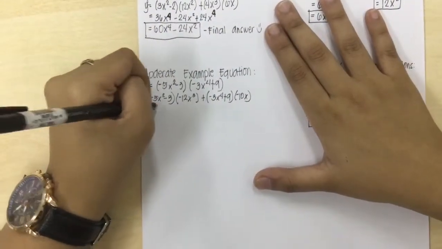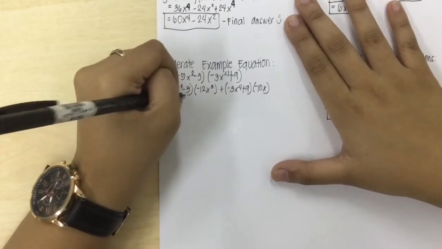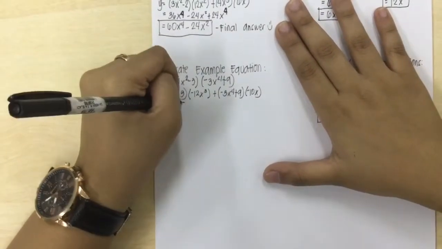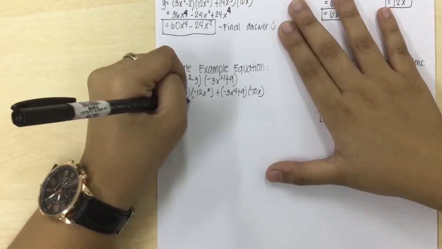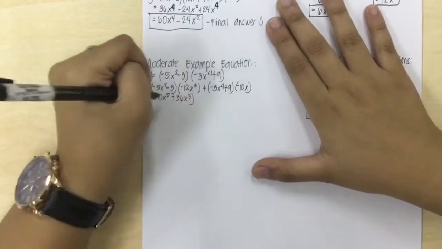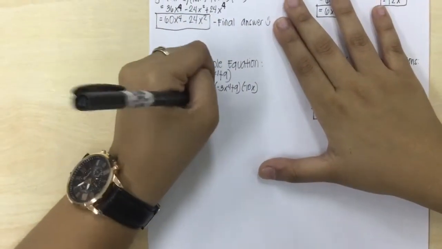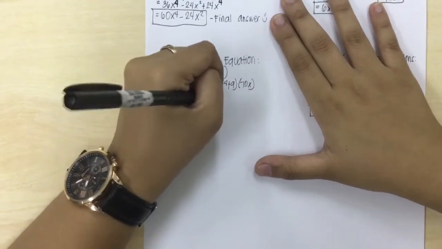Let's distribute. Negative 5x squared times negative 12x cubed will give you negative 60x raised to the power of 5, plus negative 3 times negative 12x cubed will give you 36x cubed, plus negative 3x raised to the power of 4 times negative 10x will give you negative 30x raised to the power of 5, minus 90x.